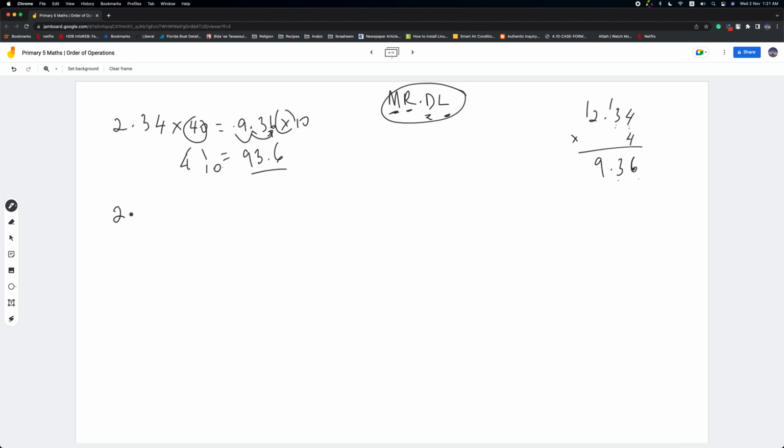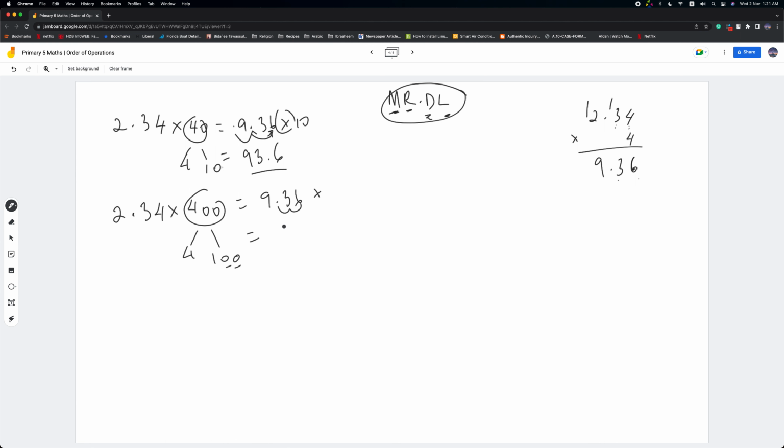Now, what if we have 2.34 times 400? The same thing. I'll multiply by 4 first, and then I'll multiply by 100. So when I multiply by 4, I get 9.36. Then I will shift 2 spaces: 1, 2. You can't just write 9.36.